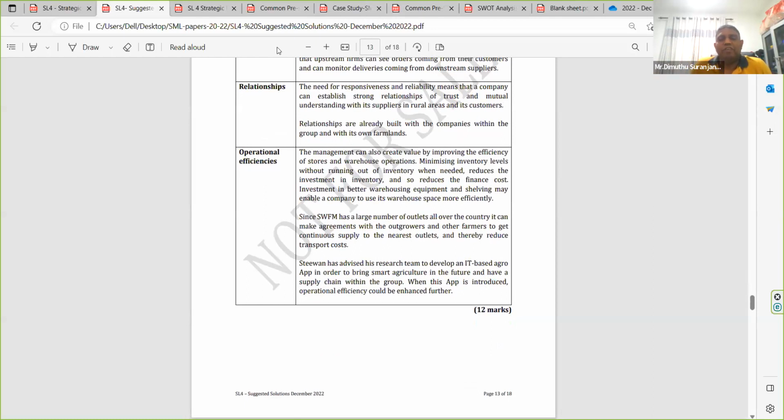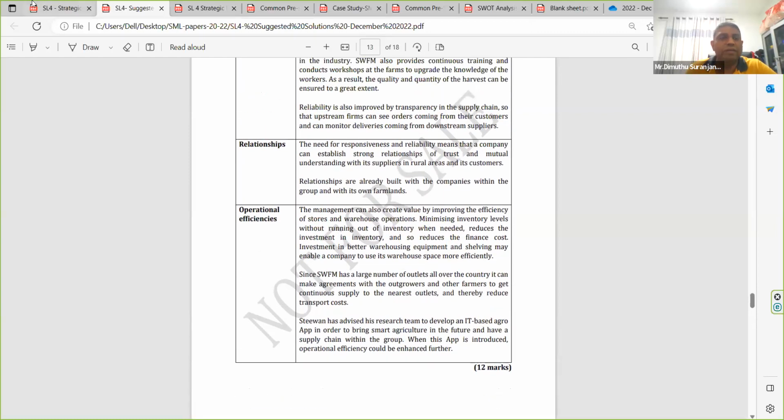Since SWFM has a large number of outlets all over the country, it can make agreements with the outgrowers and other farmers for continuous supply to the nearest outlet and thereby reduce transport costs. See, those are applications. Stephen has advised the research team to develop an IT-based agro app in order to bring smart agriculture in the future and have a supply chain within the group. When this app is introduced, operational efficiency could be enhanced further. That is applications. Right.